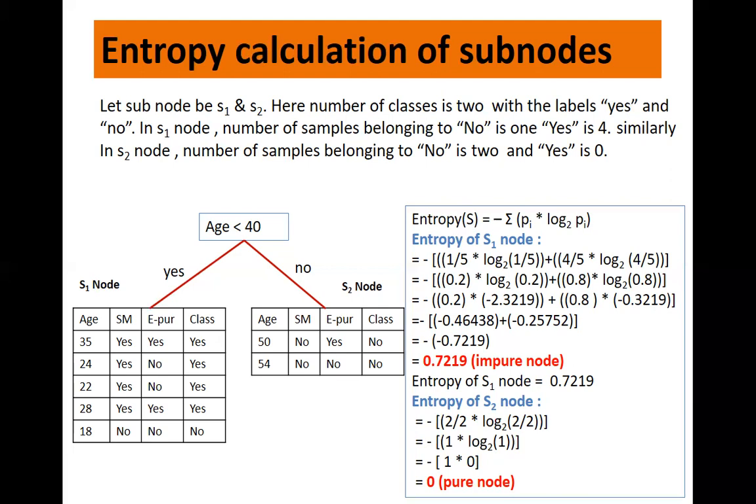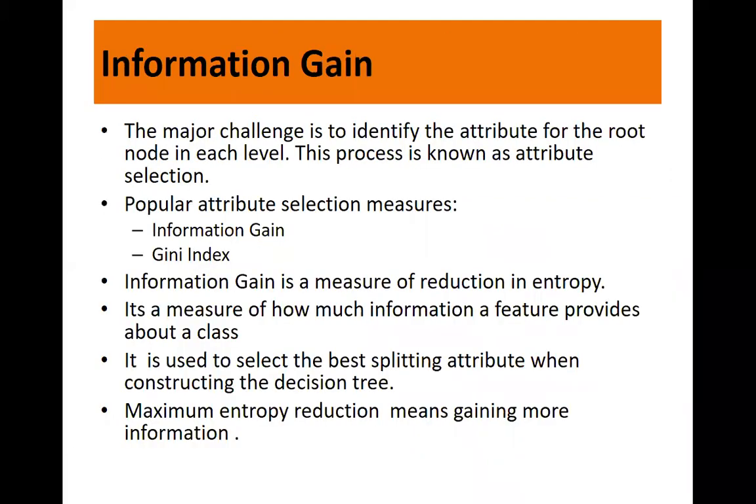Now, in a decision tree, the major challenge is the identification of the attribute for the root node at each level. Here we calculated entropy. We understood which is a pure node, which is an impure node. So pure nodes are usually the leaf nodes. Now, using this entropy, we want to find out which attribute is good for splitting. So there we'll be using information gain. The major challenge is the identification of the attribute for the root node at each level, and this process is known as attribute selection.